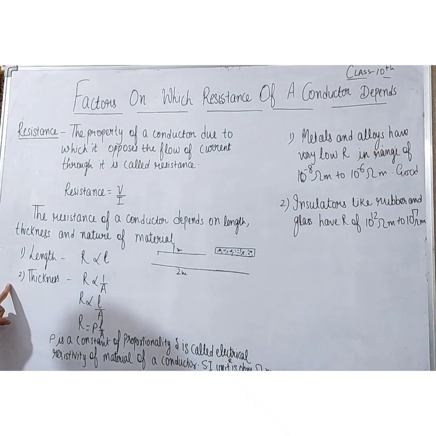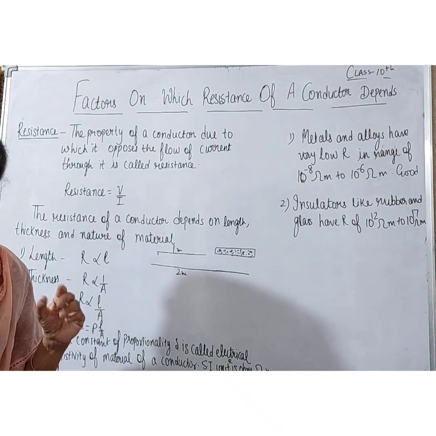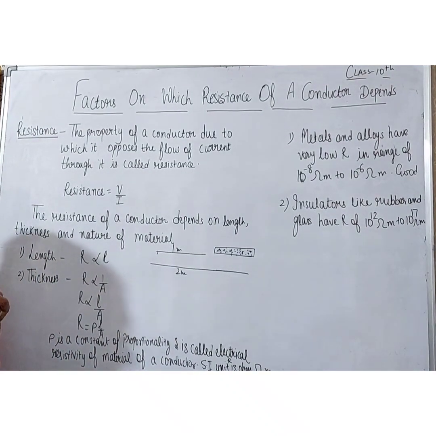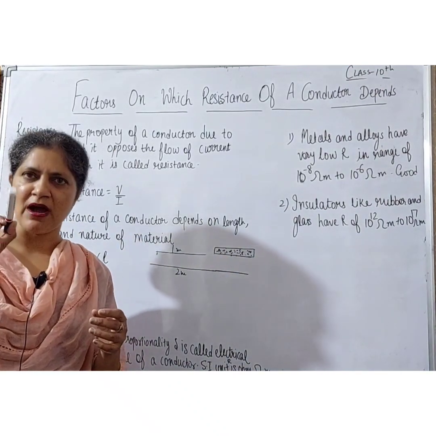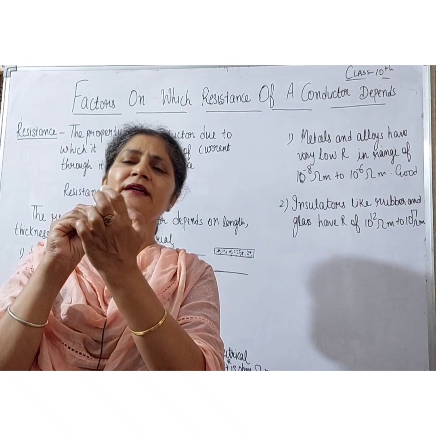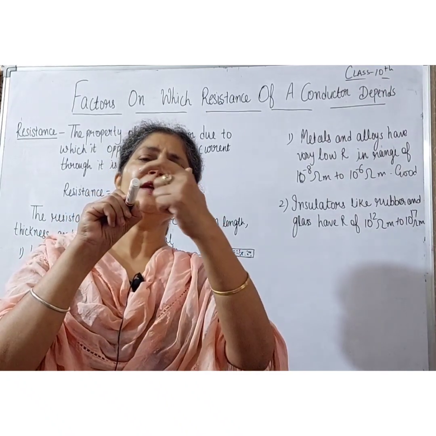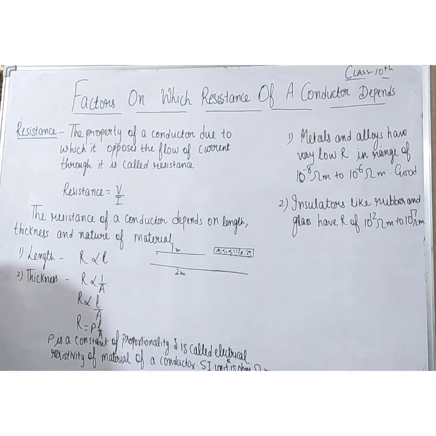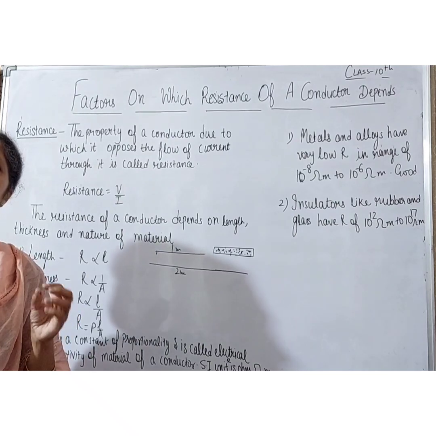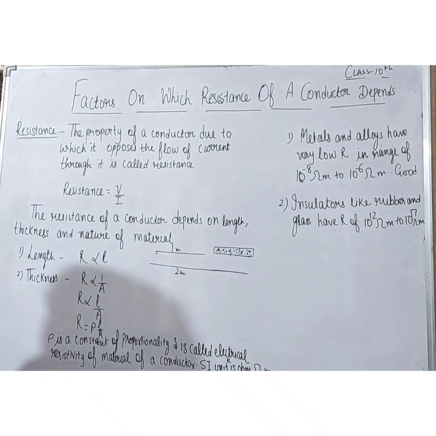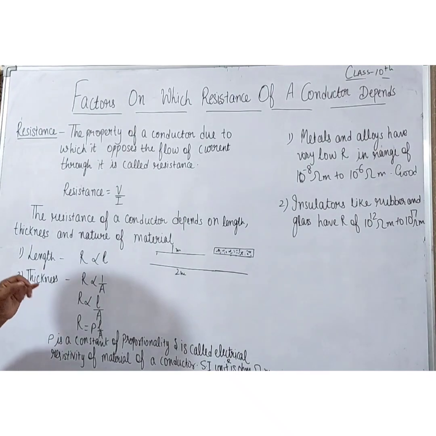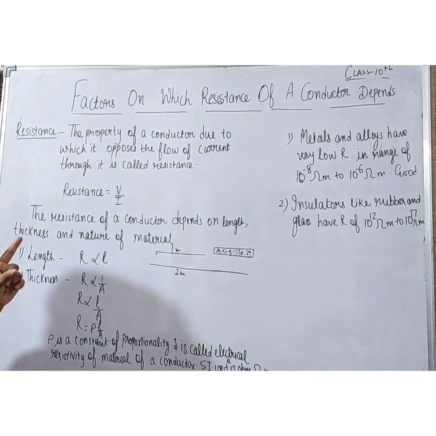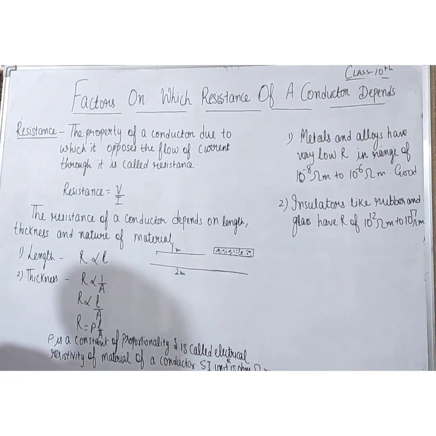Now the second factor is thickness or area of the cross section. Now students, what is thickness or the area of the cross section? Suppose I have this marker. Here this portion will be its thickness, the area of the cross section. Now resistance is inversely proportional to the area of the cross section. If the area of the cross section is less, the wire is less thick, the resistance will be more. If the wire is more thick, then resistance will be less. It is opposite. We will see.